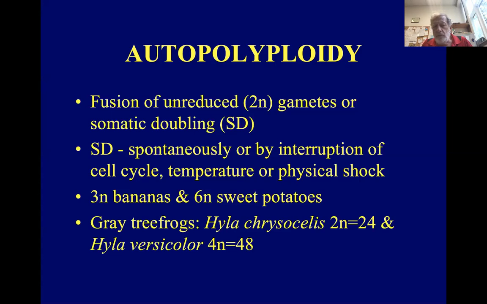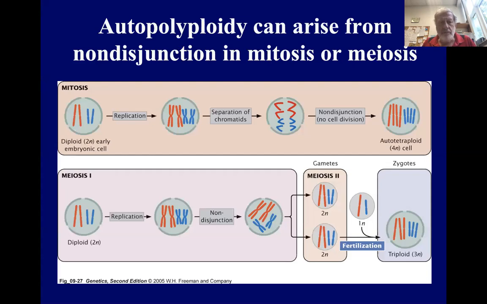Around here, we have these cute little gray tree frogs, and they are diploid, 2n = 24, but there's also a tetraploid species, 4n = 48. The 2 species are identical looking, but different calls. I'll show you pictures in a minute.